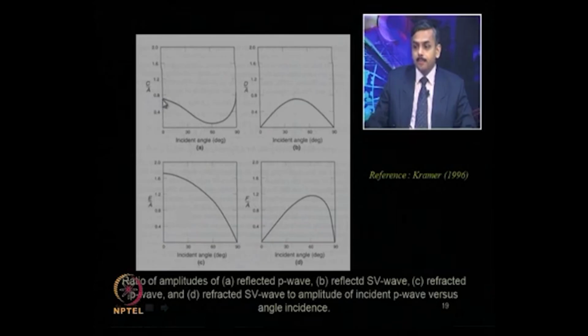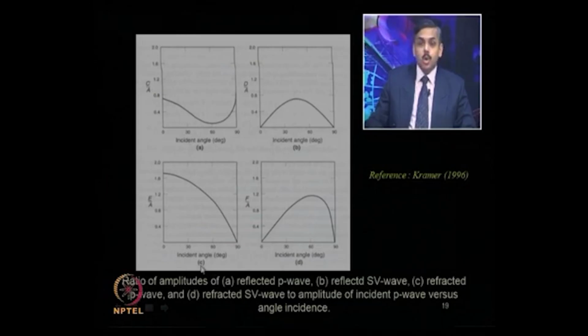You can see they decrease with increase in incident angle up to an angle of say about 60 degrees, then they keep on increasing. That is the typical behavior that has been obtained. Whereas, for the next one, that is reflected SV wave to the incident P wave, it increases up to an angle of say about 45 degrees and then keeps on decreasing.